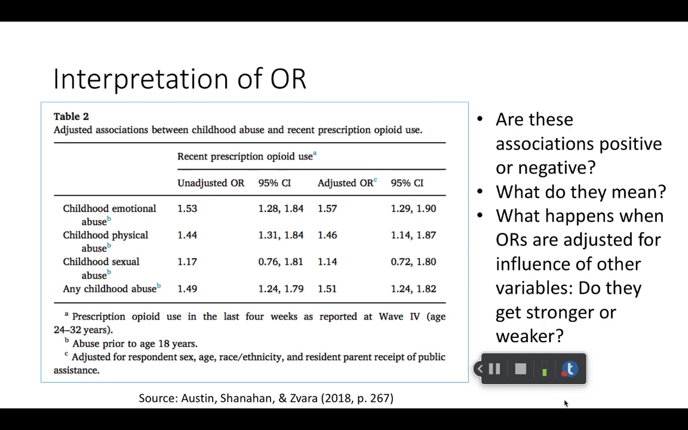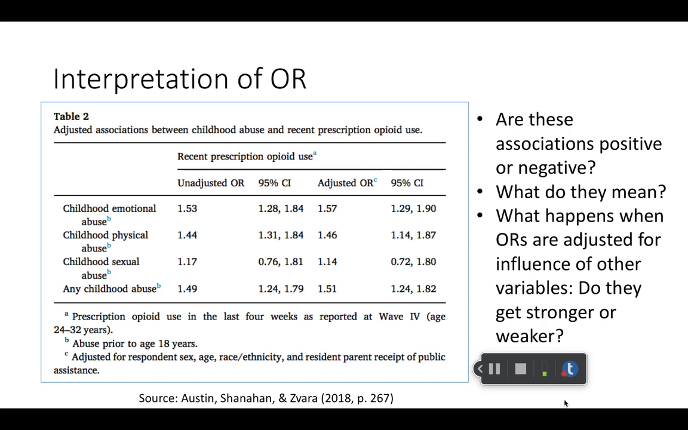Remember that an odds ratio of 1 means the odds are the same in both groups. And these unadjusted and adjusted odds ratios are all greater than 1, meaning that respondents with some kind of a childhood emotional, physical, sexual, or any abuse are more likely to have recently used prescription opioids than respondents without childhood abuse. That's what they mean. What happens when the odds ratios are adjusted for the influence of other variables?